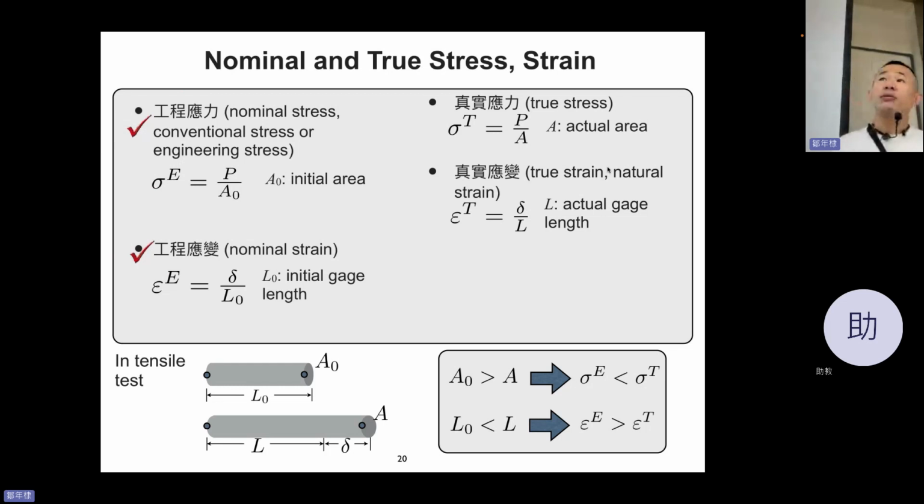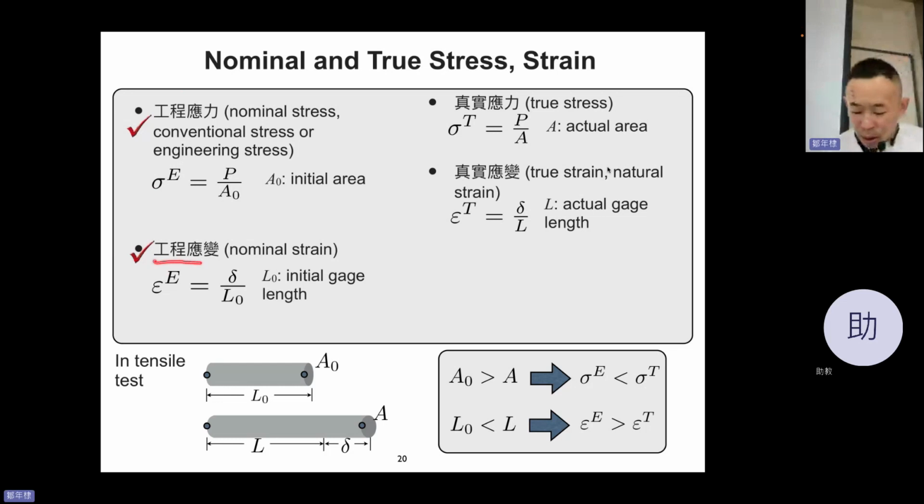A0, you can call this, but typically when you have a subscript, you will say A-naught. Naught means the initial state, in the beginning, before the loading or before anything else happened. So A-naught is the initial area, P divided by A-naught. In the previous few examples, we used A-naught, right?